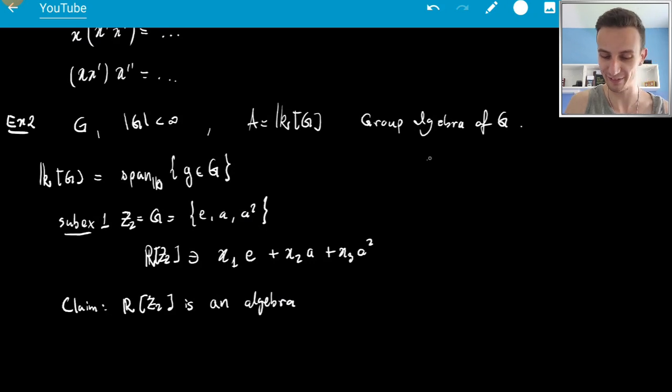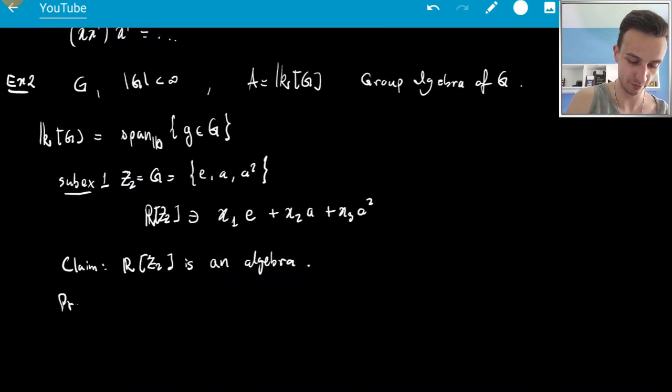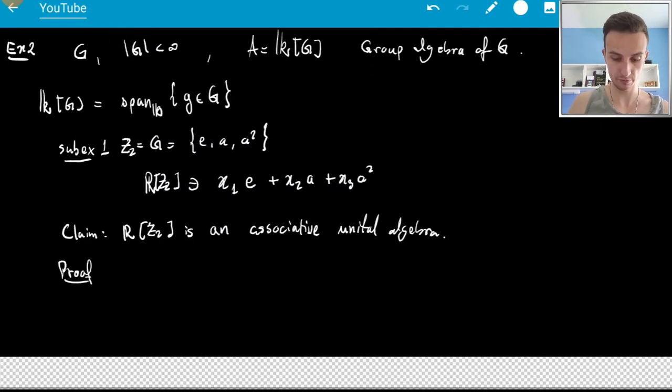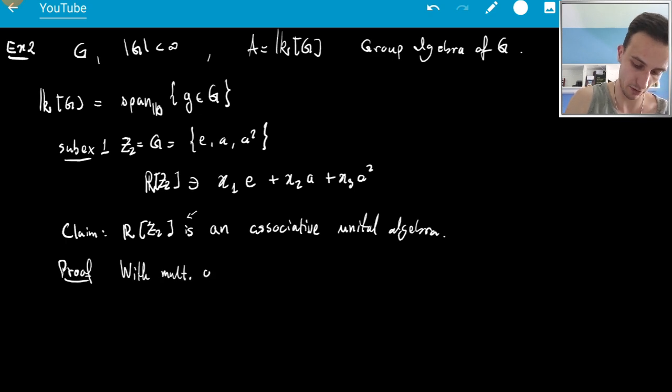So perhaps the name already gives it away, right? It's called a group algebra in the generic case, but let's prove it, right? Proof. In fact, I'll say more: it is an associative unital algebra. Okay, proof. So we should have that there exists a multiplication map, right? Technically, I should say here which multiplication map, but I want to make it pedagogical in that I'm introducing the multiplication map to make it an algebra, right? So with the multiplication on G, right?